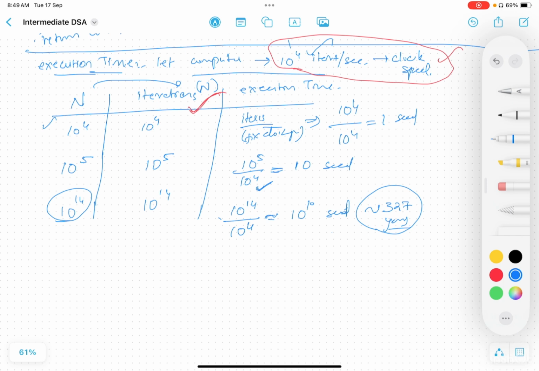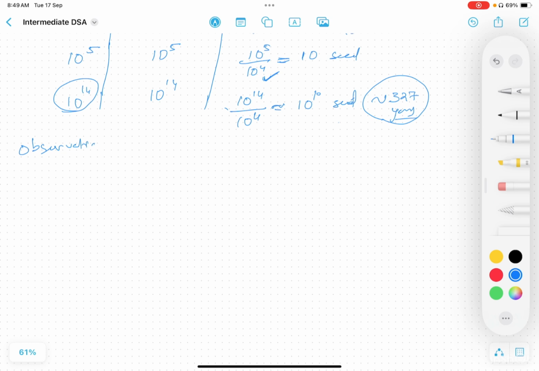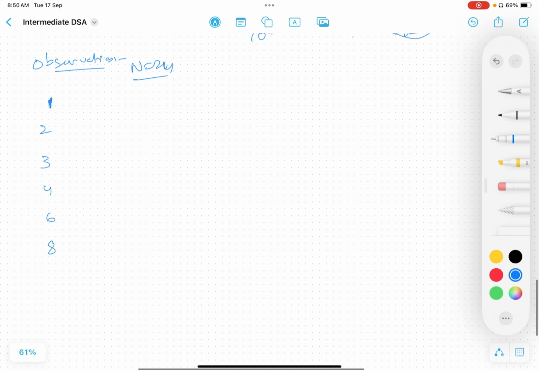To do that, let's draw some observations. How do I make observations? Let's take n equal to 24 only. Let's write all the factors: 1, 2, 3, 4, 6, 8, 12, 24.